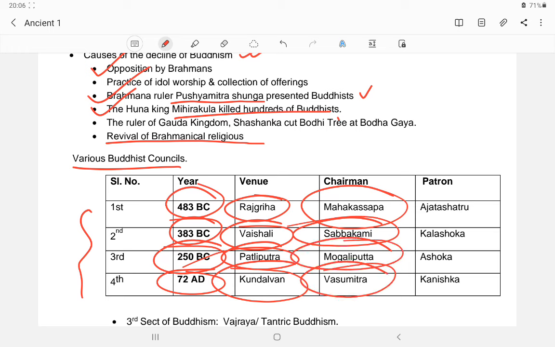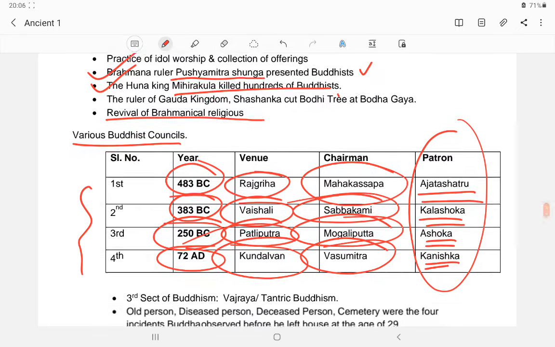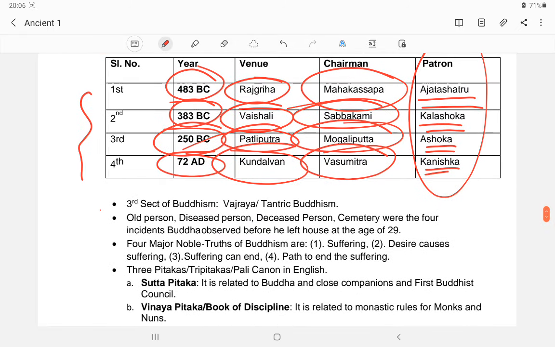Also, the patrons: the first Buddhist council was under King Ajatashatru, the second under Kalashoka, the third under Ashoka, and the fourth under Kanishka. The sects are Mahayana, Hinayana, and the third one, Tantric Buddhism.